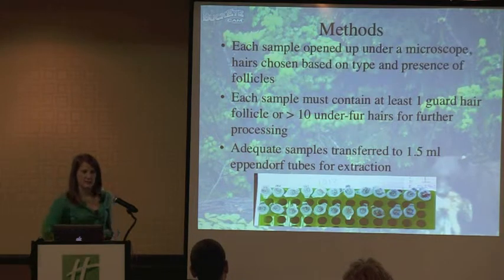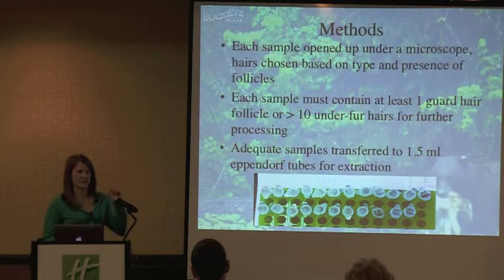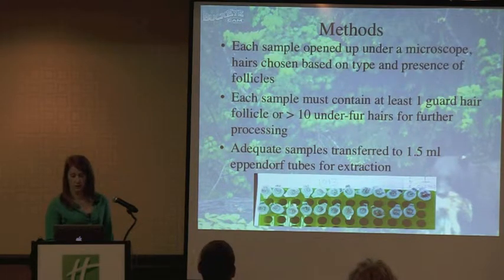So each sample is opened up under a microscope, and we choose hairs based on the hair type and whether or not there are follicles, because the follicle is actually what contains the DNA. The hair itself doesn't have DNA, or it's too degraded. Each sample must contain at least one guard hair follicle or greater than 10 underfur hairs to be considered for further processing. And then all of our adequate samples are transferred to 1.5 milliliter Eppendorf tubes for DNA extraction. And then we take pictures of all of our tube transfers so we can go back and double check the sample order later on.